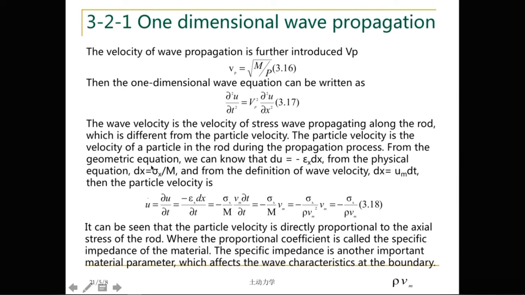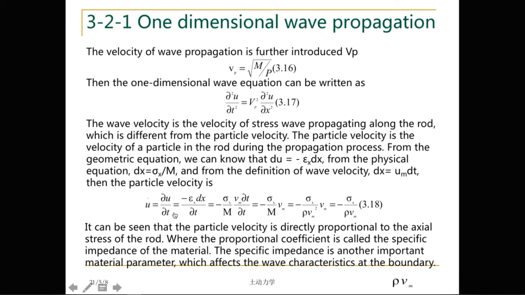From the geometry equations, we can know that du is equal to negative epsilon x dx. From the physical equations, epsilon x is equal to sigma x over m. And from the definition of wave velocity, dx is equal to Vp dt. Then the particle velocity is given as this.